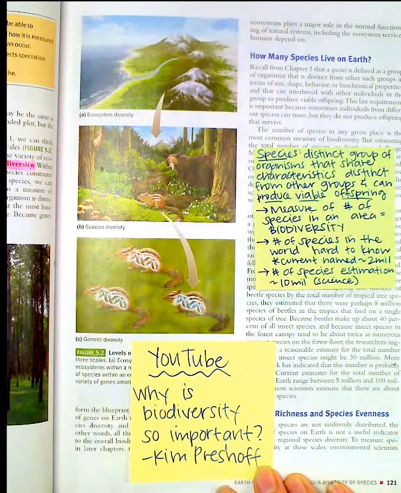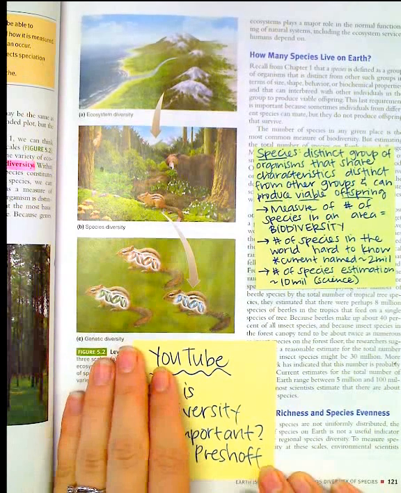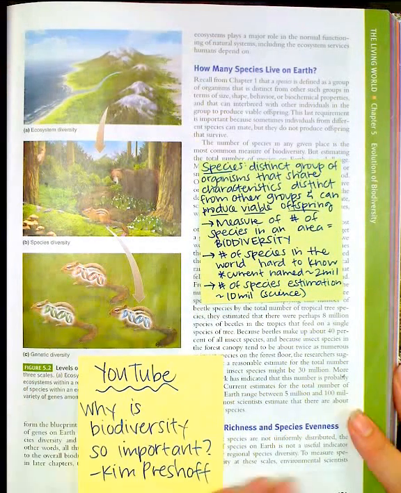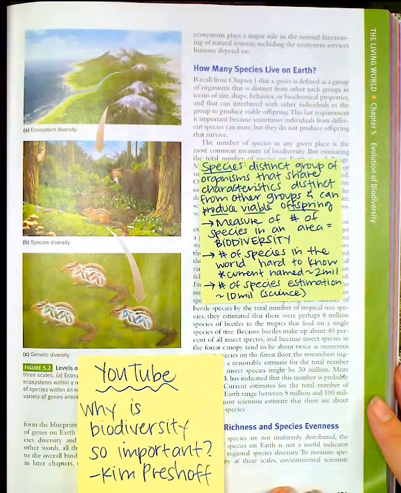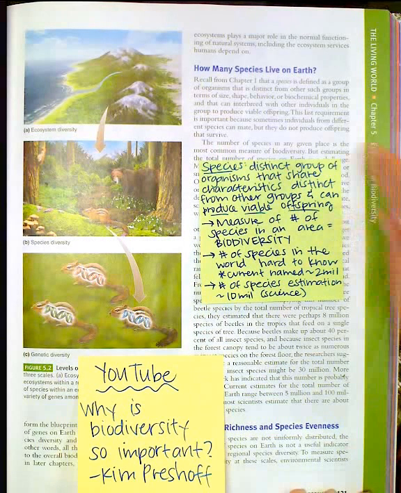So the bigger the original population, the more genetic diversity. Alright, and we'll talk about that a little bit more in a little bit. So, how many species live on Earth? Alright, so this is an extremely difficult question to answer.